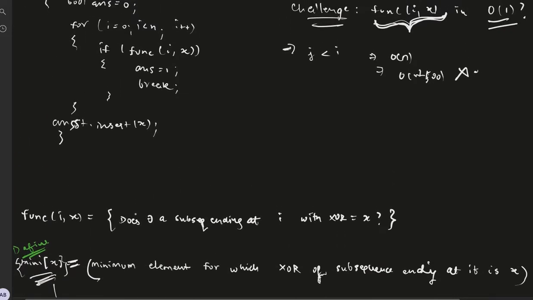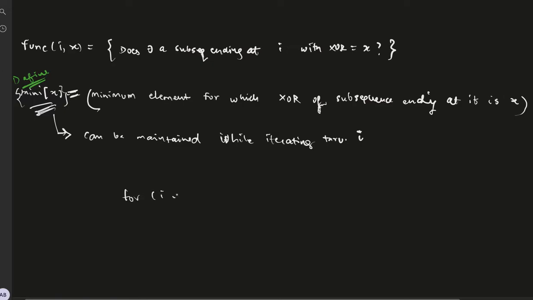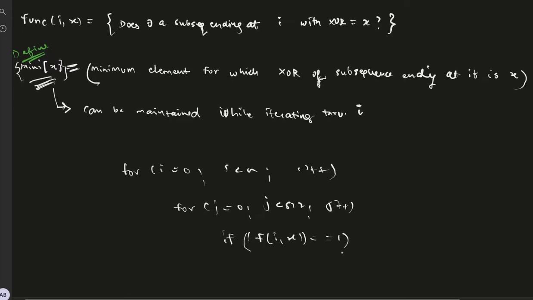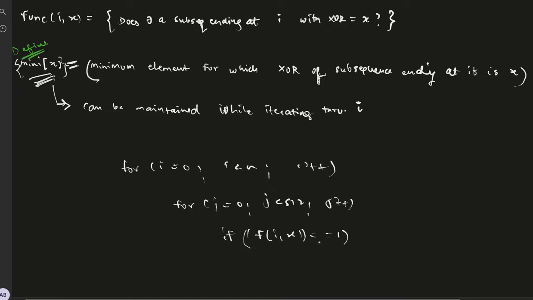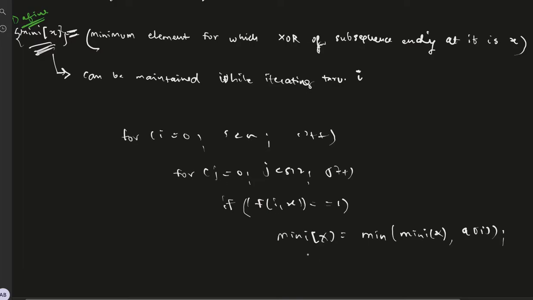If we have this loop, let's write it again: for i equal to 0, i less than n, i plus plus, for j equal to 0, j less than 512, j plus plus, if f(i, x) is 1, that is, if there exists a subsequence ending at i with XOR x, then mini(x) is nothing but the minimum of mini(x) and a[i]. This is the pseudocode. Initialize all the mini(x) values to be infinity.